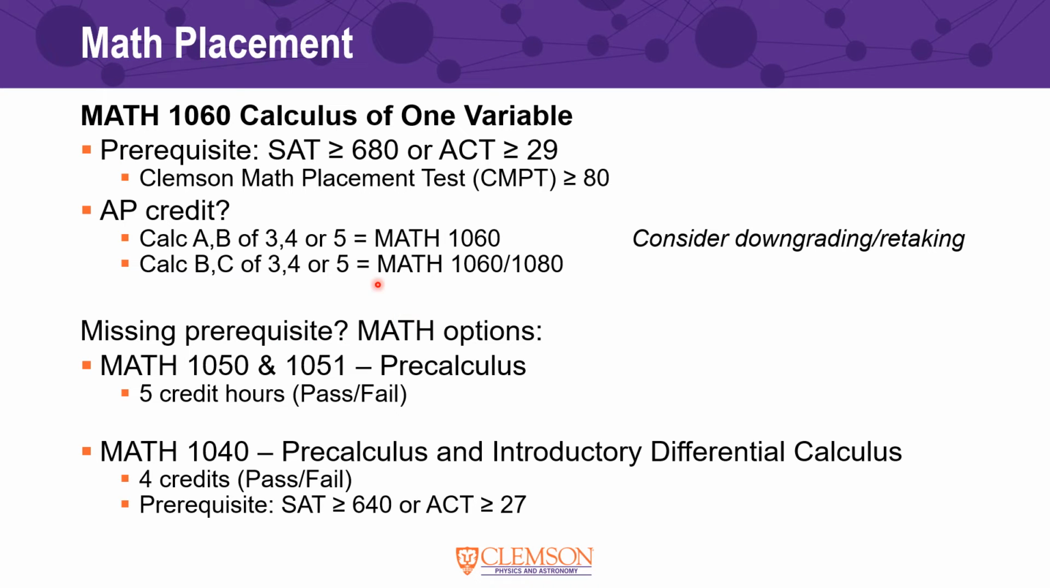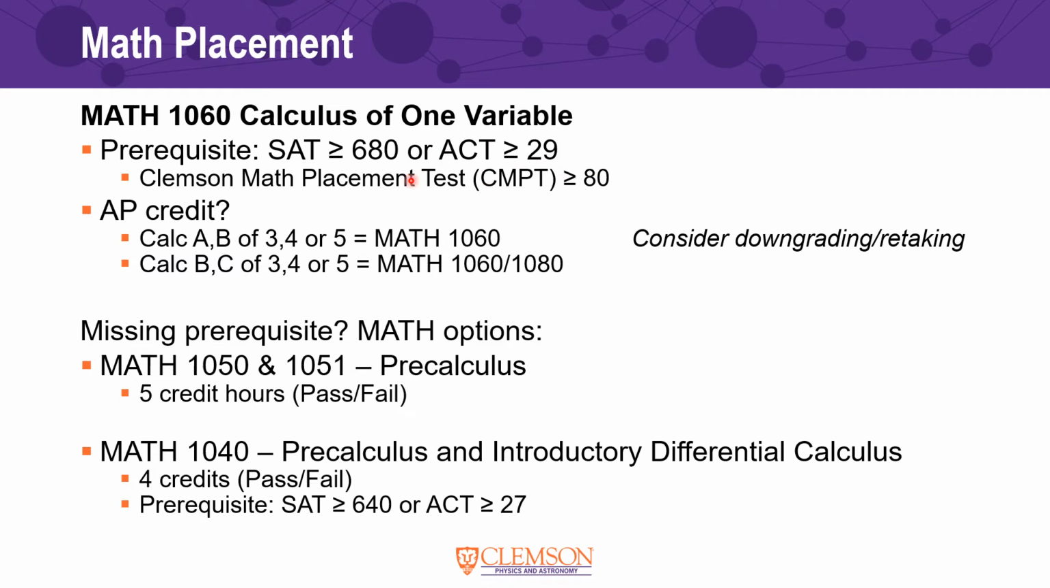Now, for mathematics, the typical first course for a freshman is Math 1060, Calculus of 1 variable. There is a prerequisite to take that, which is based on the SAT or ACT being greater than or equal to one of the scores you see here. If for some reason you don't reach that threshold, your next option is to take something called the Clemson Math Placement Test, or as we refer to it, the CMPT. You can take this through the math department. There's a website for that. The score you need to get there is greater than or equal to an 80.